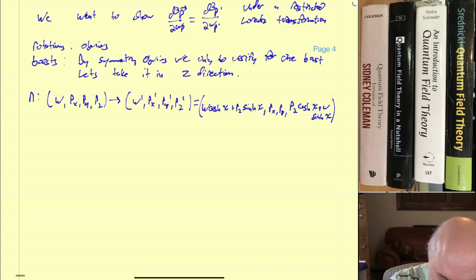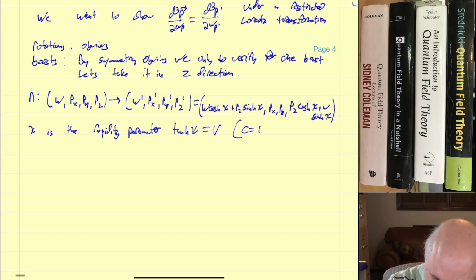Okay. And chi is the rapidity parameter, and it's given by hyperbolic tan chi is equal to v. Remember, we're using c equal 1. Okay, so under this boost, if we just look at the momentum coordinates, d3p goes to d3p prime, which is equal to the Jacobian times d3p.